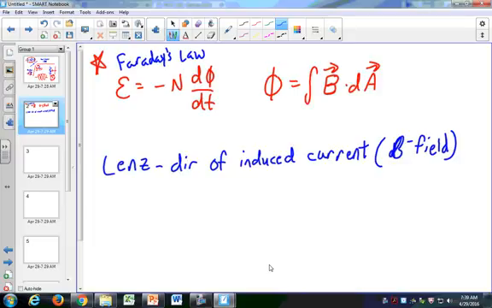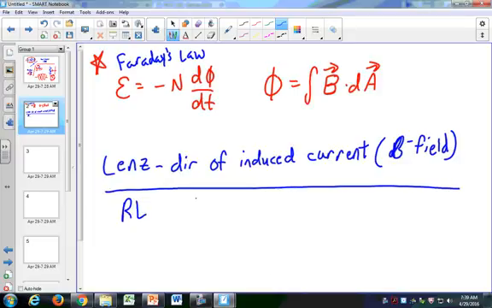Then we got into our circuits, our inductance circuits. We had 3 different circuits. We had RL circuits. RL circuits, remember, if we plot I versus T, it looks like this. That's for when you turn it on, when you first turn it on. When you turn it off, I versus T looks like this.